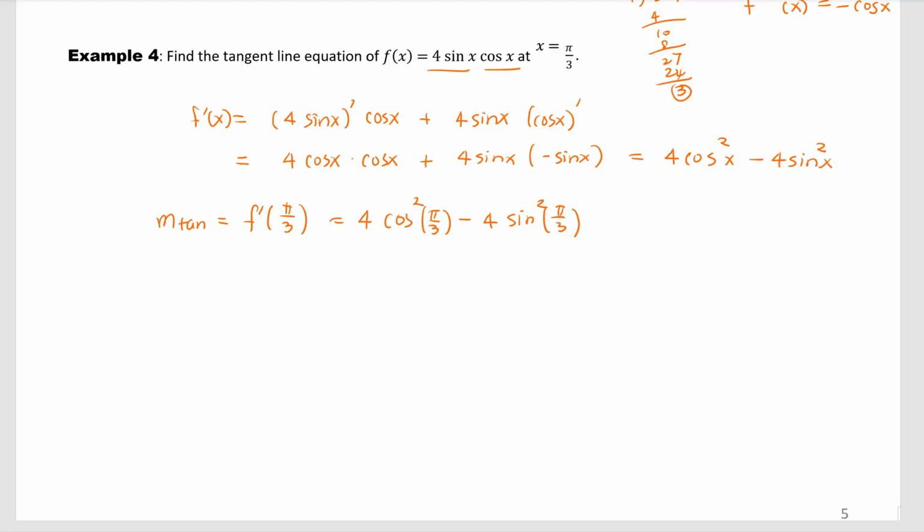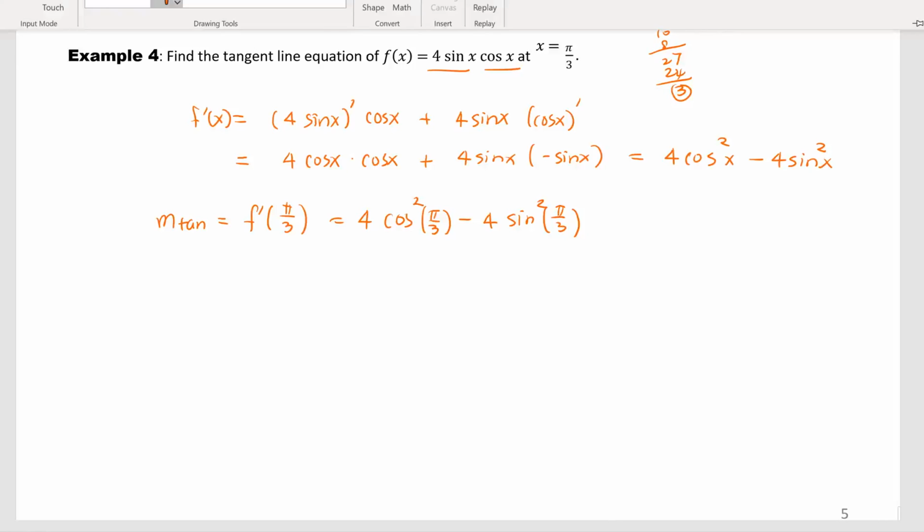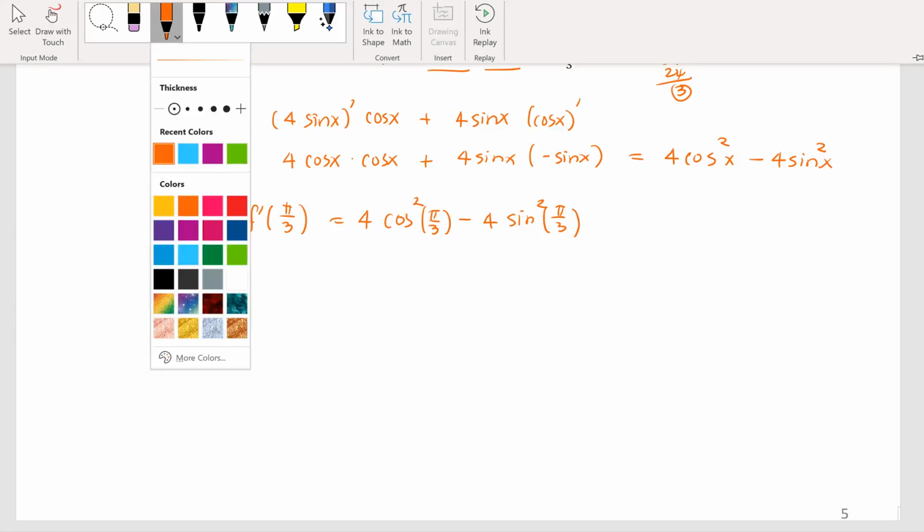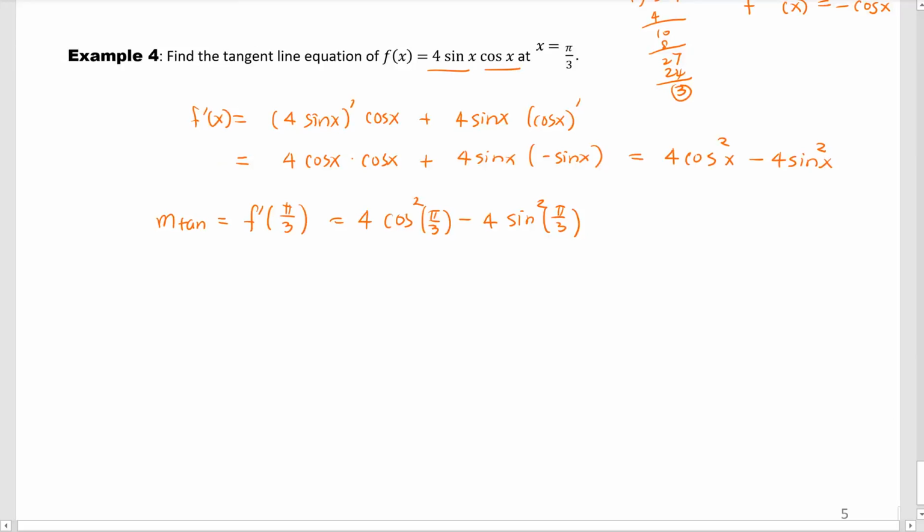I know what you're doing. Are you grabbing your calculator? Let's try to find the numbers without a calculator. This is the common angle. So I really want to review with you. Okay, everybody try not to use your calculator. So I want to review with you what are the common angles.